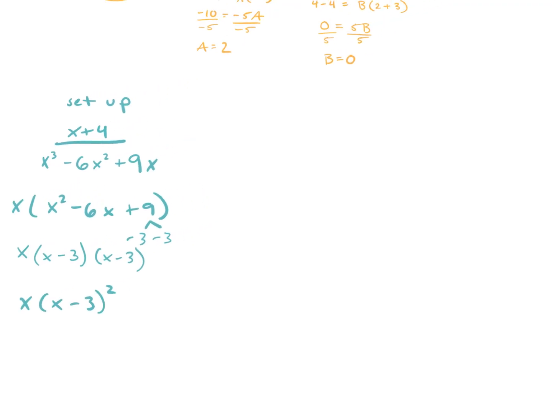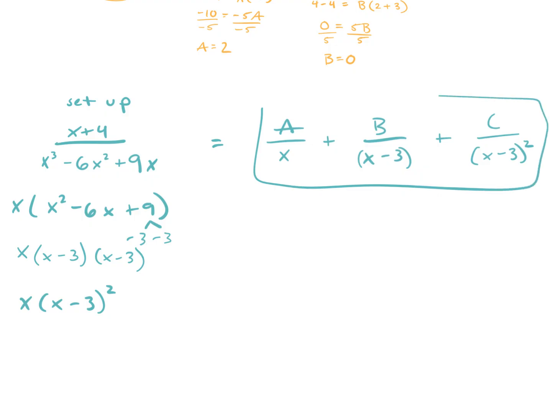So we would have to write this out as a over x plus b over x minus 3 plus c over x minus 3 squared. So this would be how we set it up. And then if we were to solve, you'd solve it the same way.